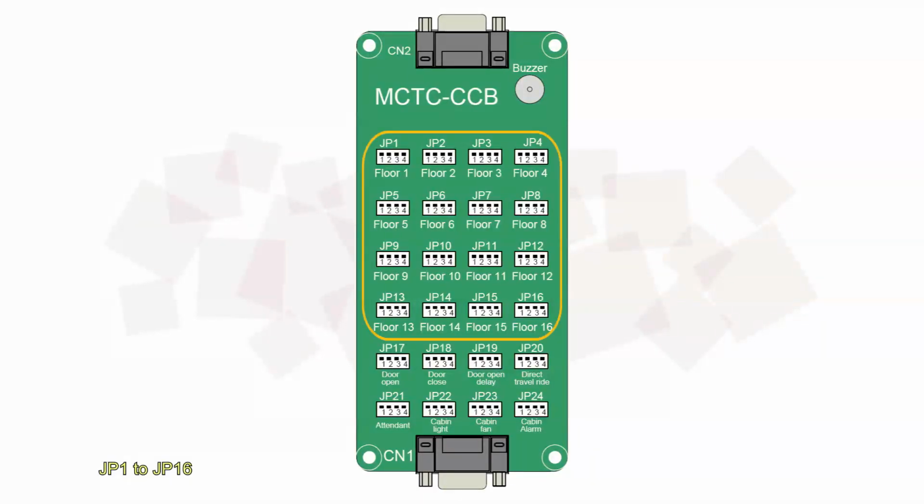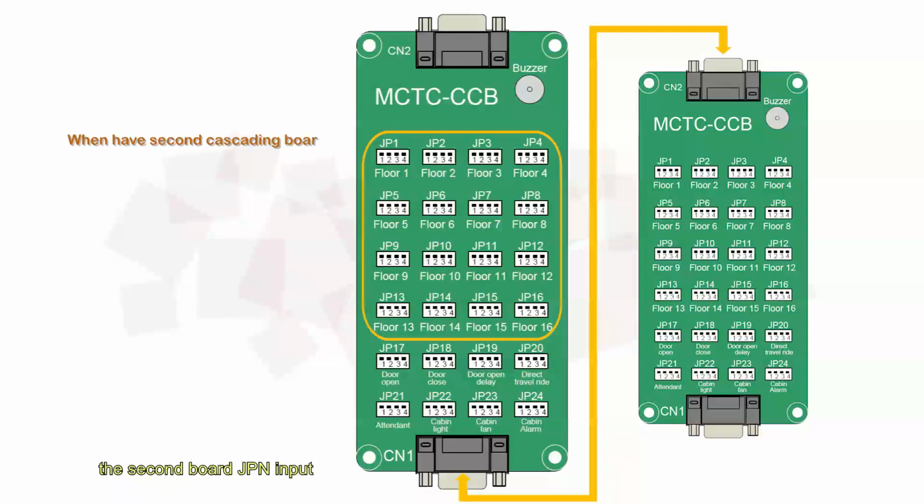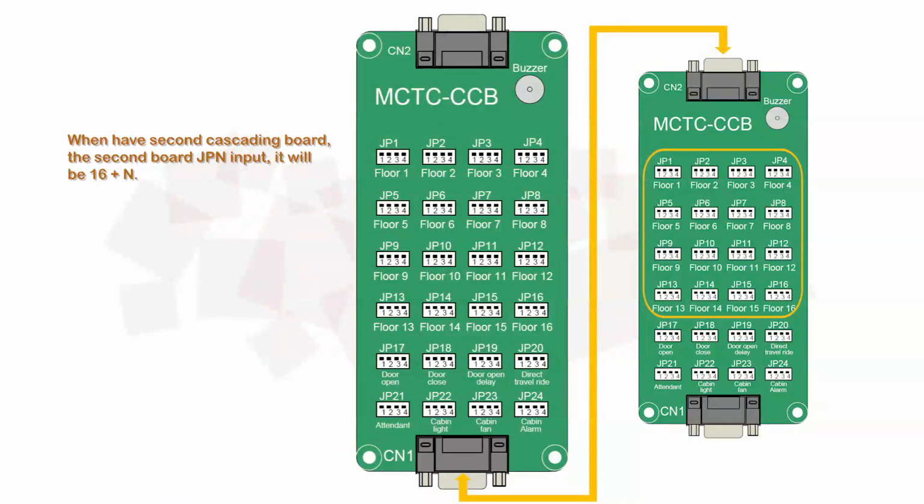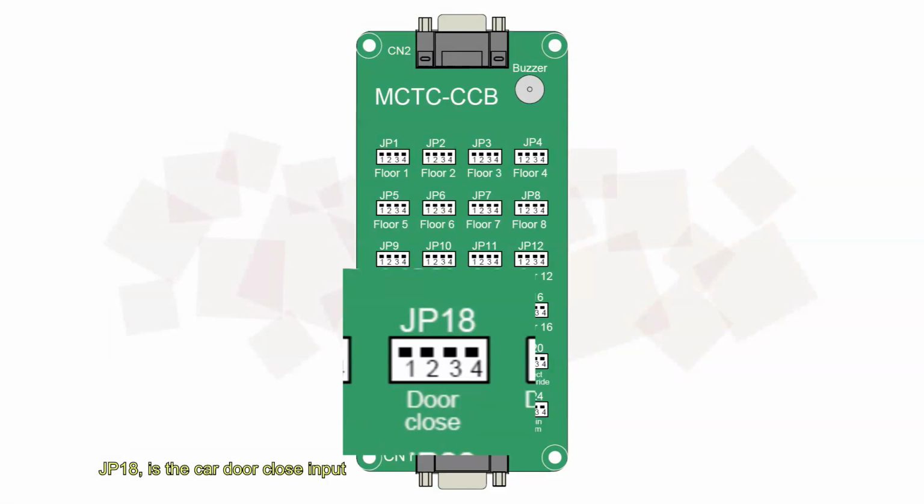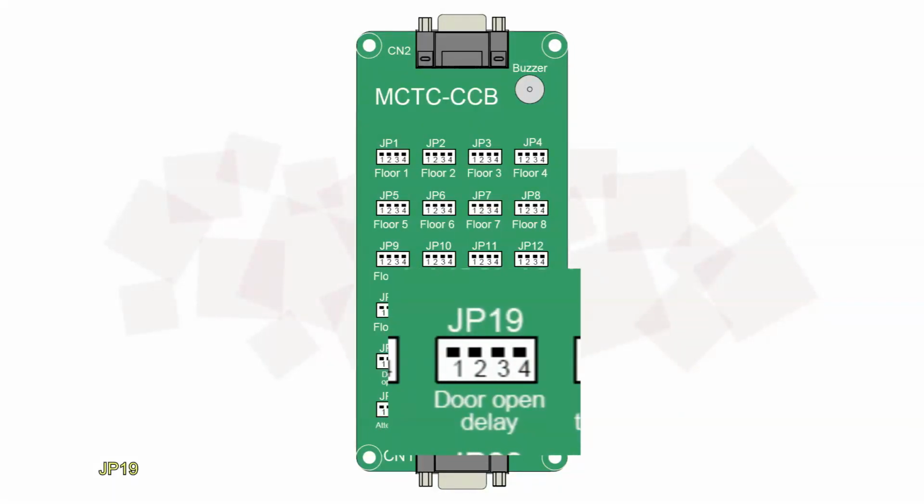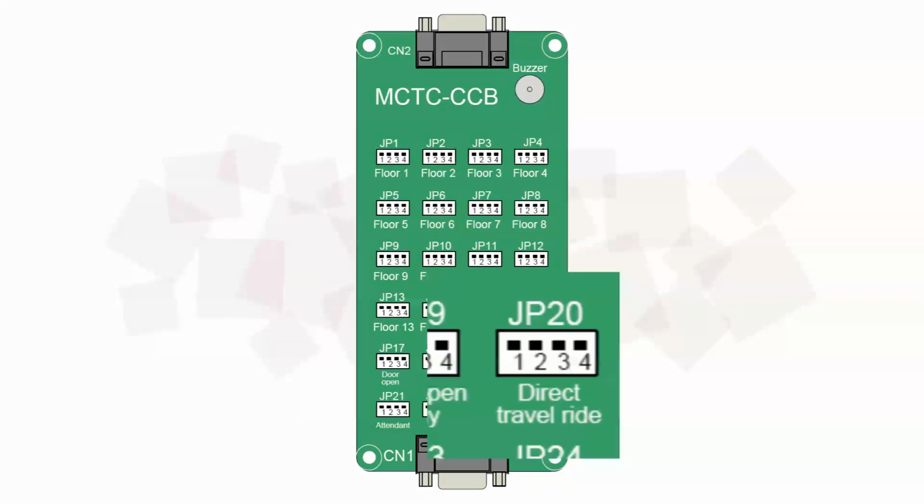JP1 to JP16 is 1 to 16 floors button input. When there is a second cascading board, the second board JPN input will be 16 plus N. JP17 is the car door open input. JP18 is the car door close input. JP19 is for keeping door open for a long time input. JP20 is the VIP service input.